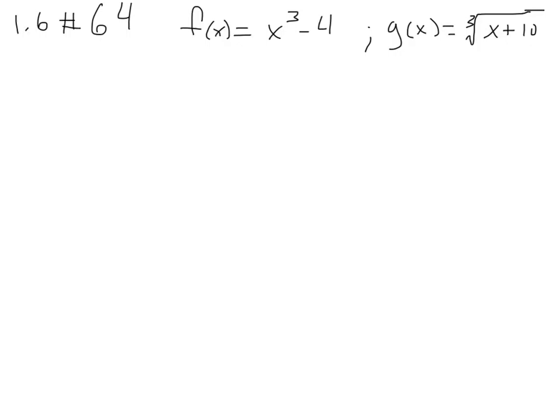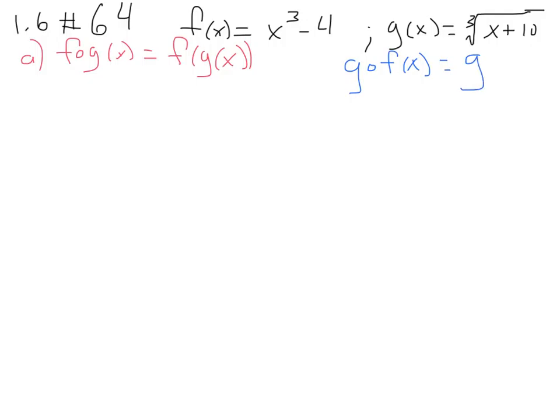Section 1.6, number 64. We're given two functions. f of x is equal to x cubed minus 4. g of x is the cubed root of x plus 10. And we're asked in part A to find f composed with g of x, or as I like to write it, f of g of x, as well as g composed with f of x, or as I like to write it, g of f of x. All right, so let's do that.